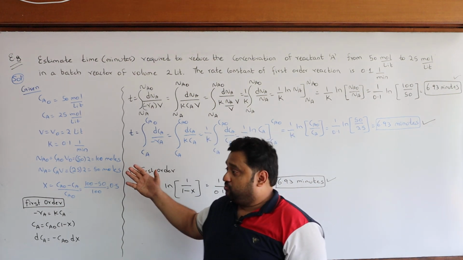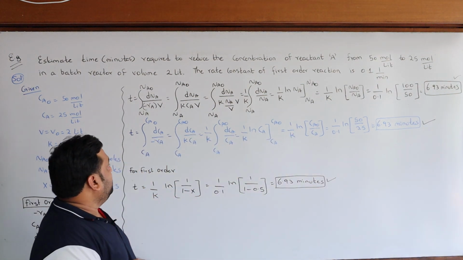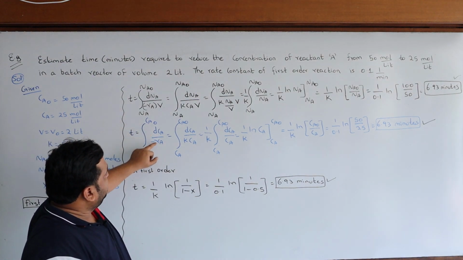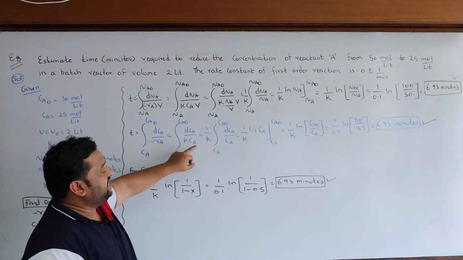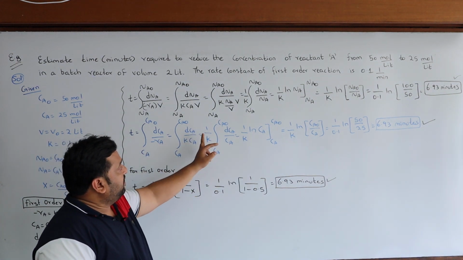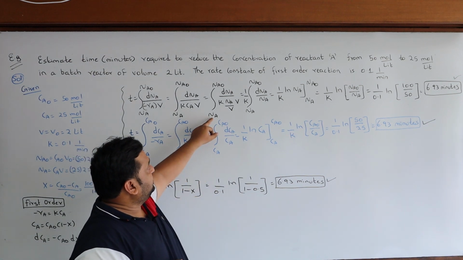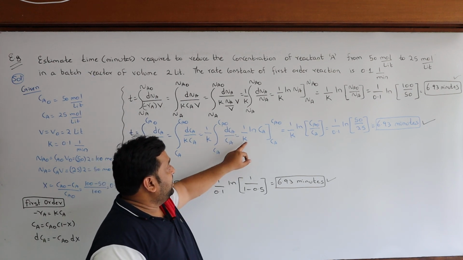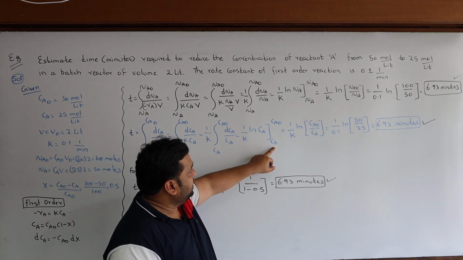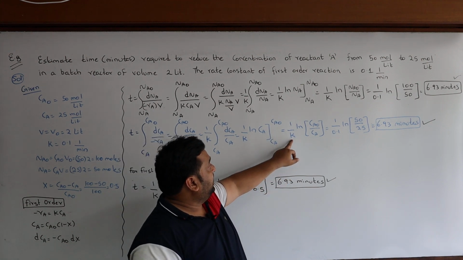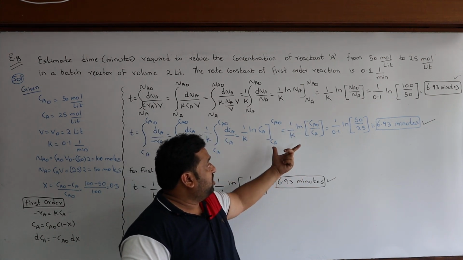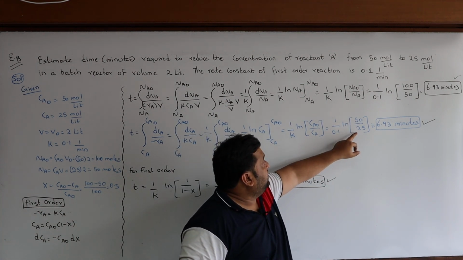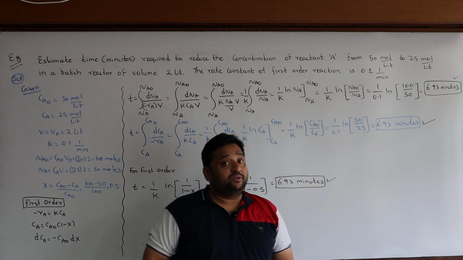Let us do the same problem in terms of concentration now. The formula is T equal to integral Ca to Ca0 of dCa by minus Ra. Minus Ra I know is K Ca. Then K comes out of the integration, and integral Ca to Ca0 of dCa by Ca, integral 1 by x dx, gives 1 by K into ln Ca with the limits Ca to Ca0. That means 1 by K into ln of Ca0 by Ca. Now you put the known values: K is 0.1, Ca0 is 50, Ca is 25, and again you get 6.93 minutes.